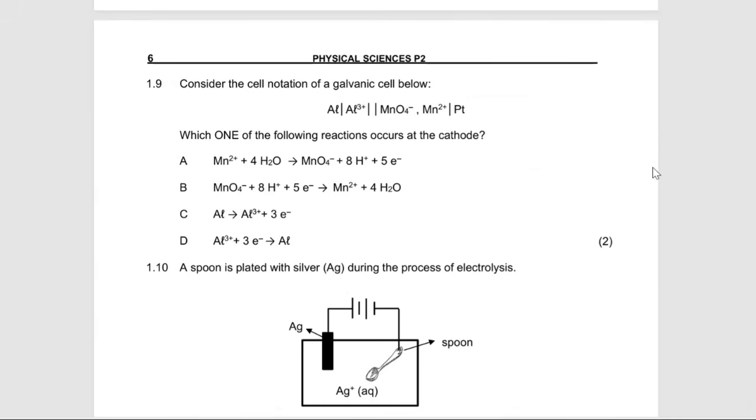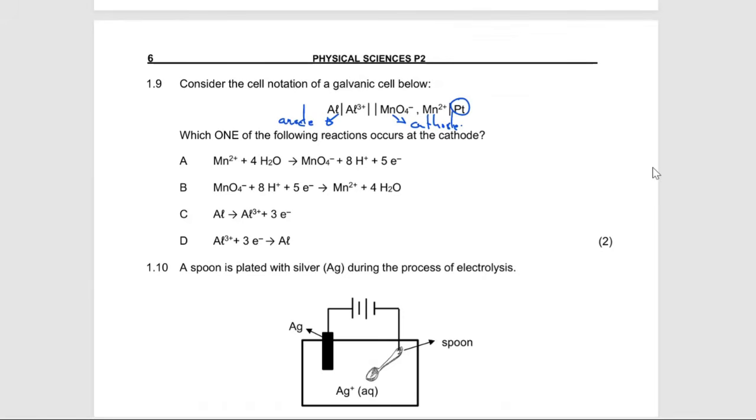Then which one of the following reactions occurs at the cathode? So now we know that according to our analysis, here we're going to have our anode. Then on this other end here, this is where we are going to have our cathode. The Pt there is more of an inert, unreactive electrode, so usually it's used as a conductor.